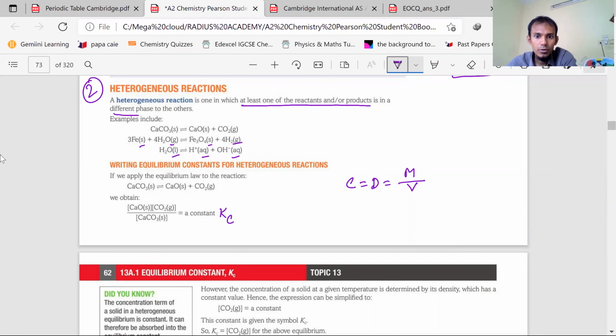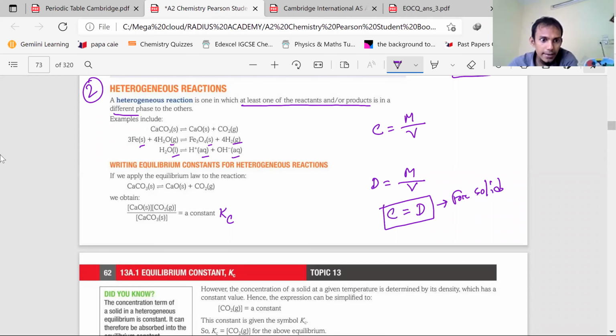স্যার আবার বলবেন একটু? Concentration মানে কি? Mass divided by volume, no? Number of particles divided by volume. Or density. Yes, sir. Density is equal to mass by volume, no? The concentration is equal to density for solid. So this calcium oxide solid concentration is a constant, and this calcium carbonate concentration is a constant.